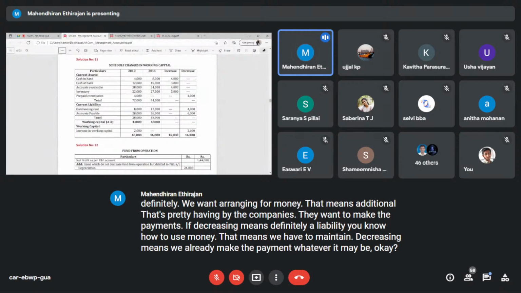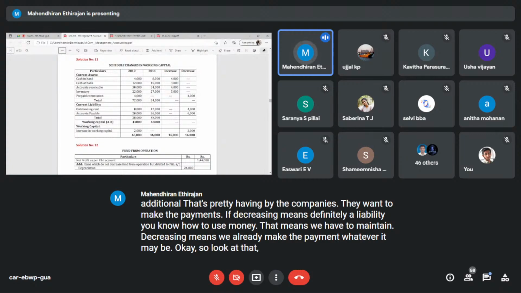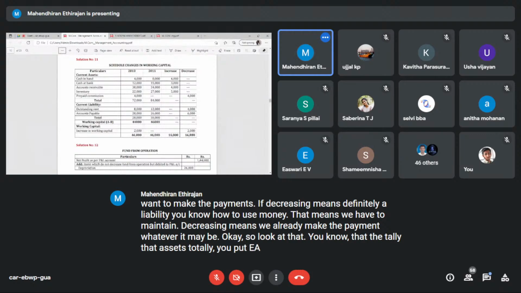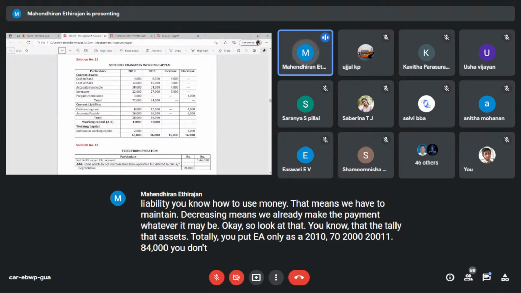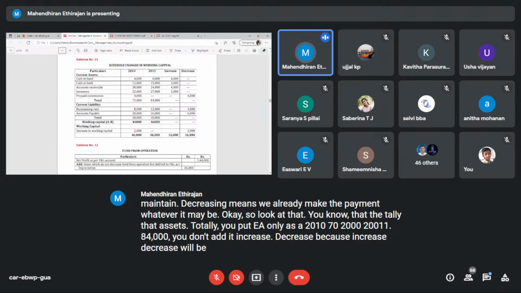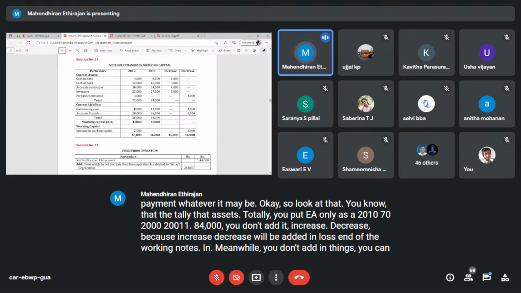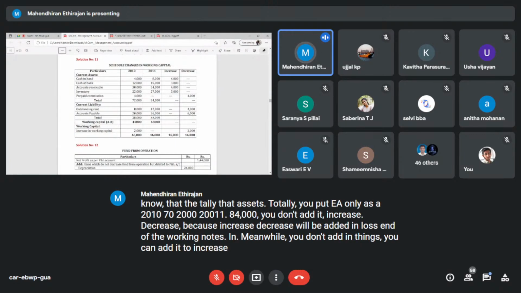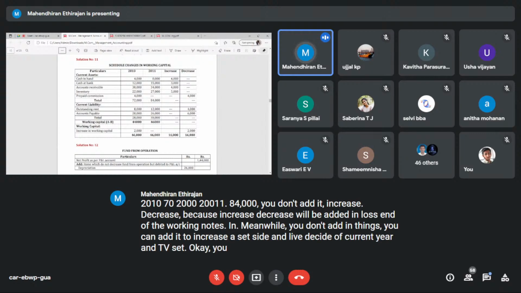Okay, so look at that. In the total assets, put A. Only assets: 2010, 72,000, and 2011, 84,000. You don't add the increase and decrease here, because increase and decrease will be added at the end, in the working notes. In the meantime, you don't add anything. You only total the asset side and the liability side for the current year and previous year. You put the two totals, and that is enough.